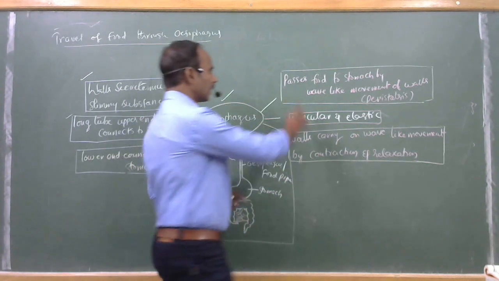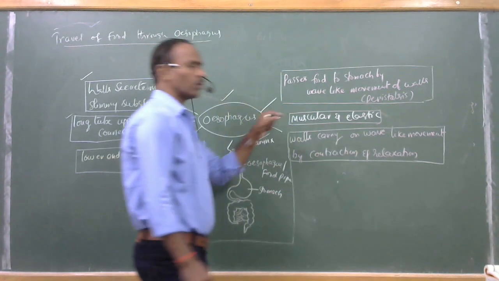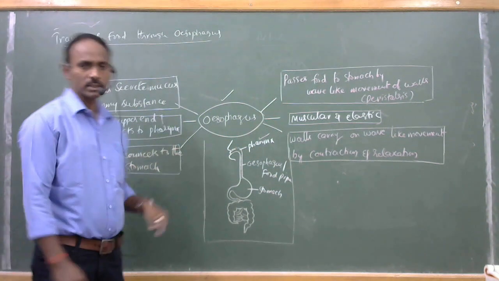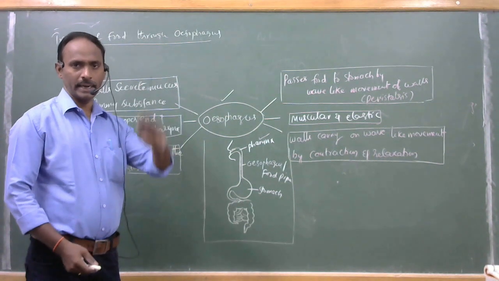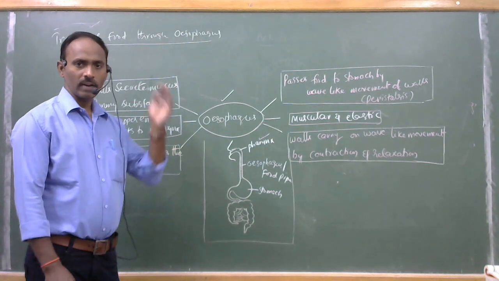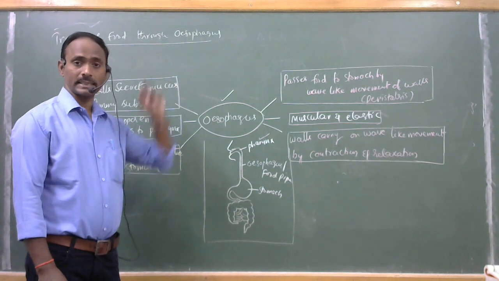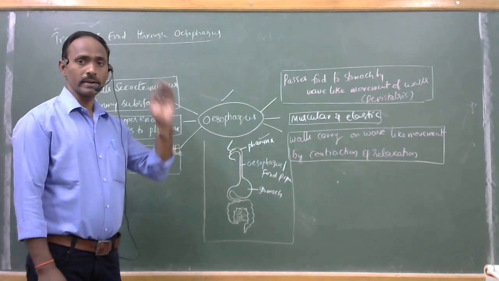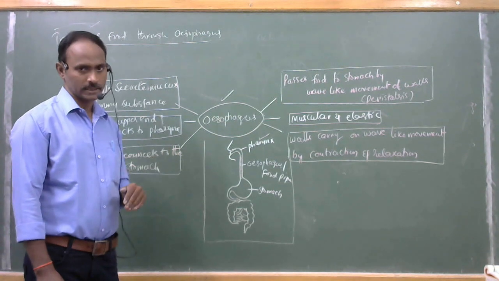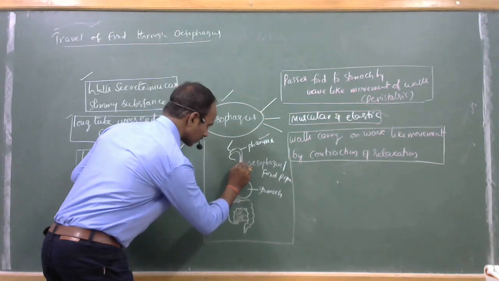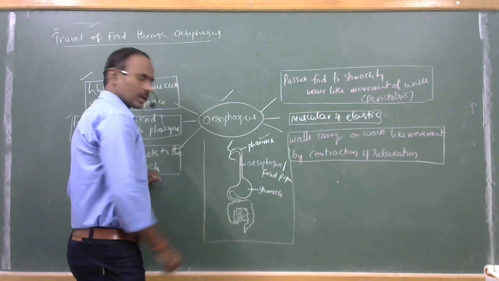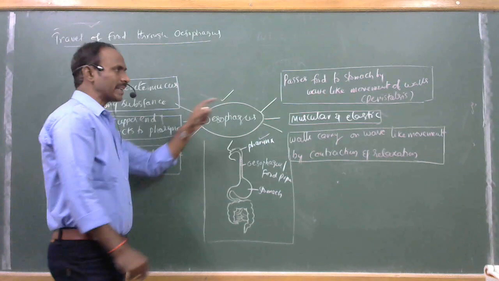Next one. It passes food to the stomach by wave-like movement of the walls. That is commonly called peristalsis. We discussed such a wave-like movement in the first lesson. The wave-like movement in the esophagus is called peristalsis. The food material is passed through just like a wave. This kind of wave-like movement is called peristalsis.